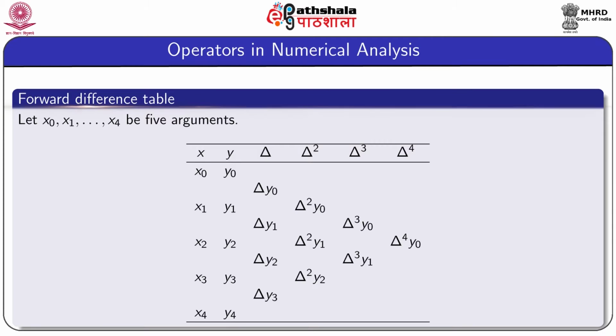Let x_0, x_1 to x_4 be 5 arguments, that means the values of x. For this set of values of x, we construct a difference table. This is called the forward difference table or diagonal difference table. The first column of this table represents the values of x, the second column represents the values of y, and the third column represents the values of the first order differences, and so on.